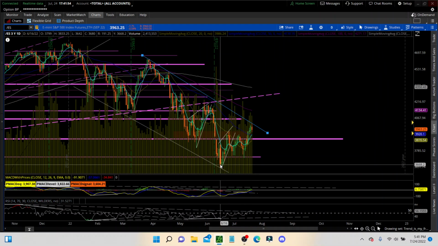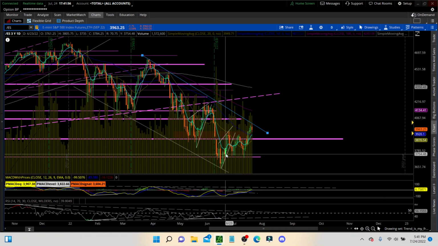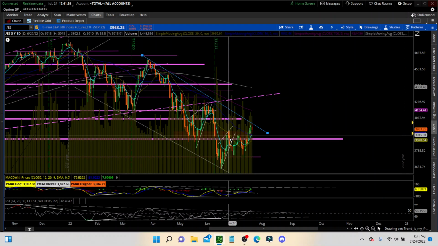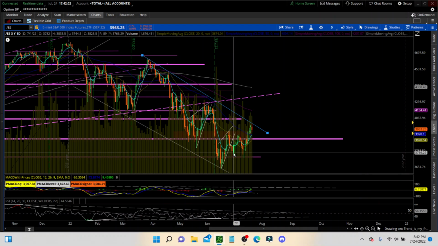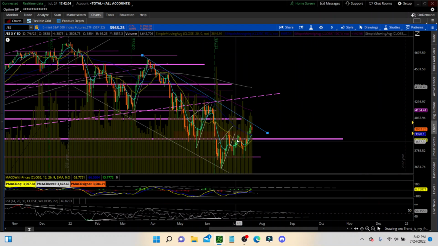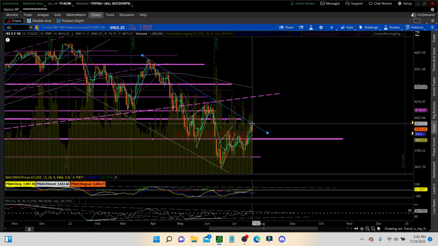So if you notice, we had our three-wave move here from the wedge and we broke down. So we played that breakdown. But what happened? It's actually a bigger part of a bigger three-wave move up.